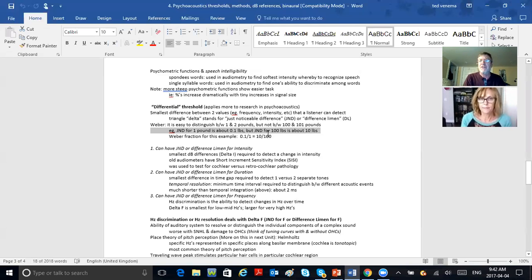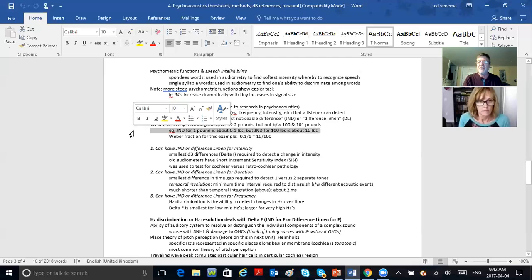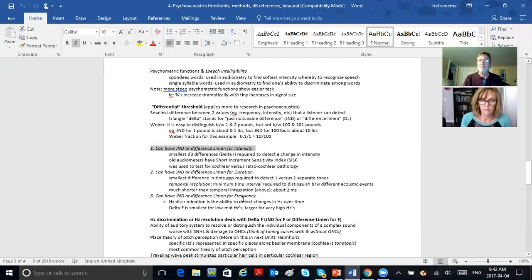Just noticeable difference for 100 pounds is going to be about 10 pounds. If you're holding 100 pounds, if I put 5 more pounds on it, you're not going to recognize that there's a difference. I'll have to be putting about 10 pounds on for you to notice that there's a difference. Anyway, a third label for it, so it's called differential threshold or just noticeable difference. It can also be called difference limen. Don't ask me why, it's a German word, same thing.